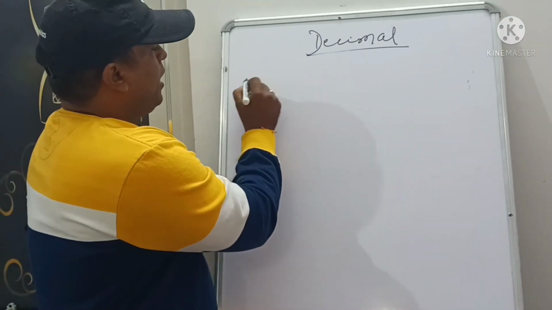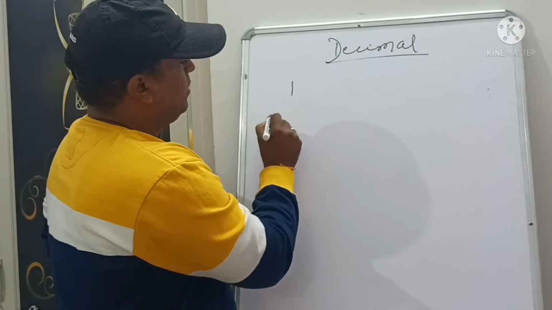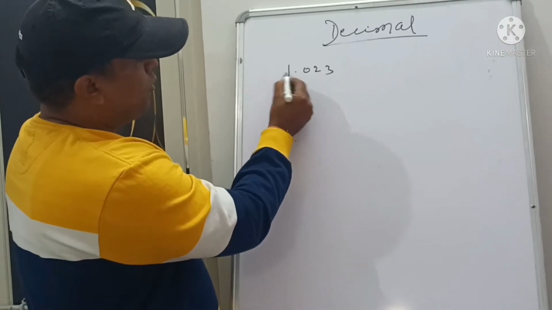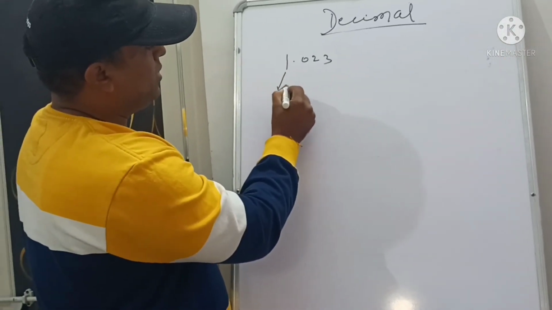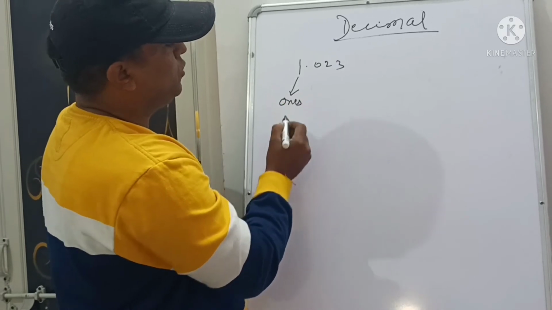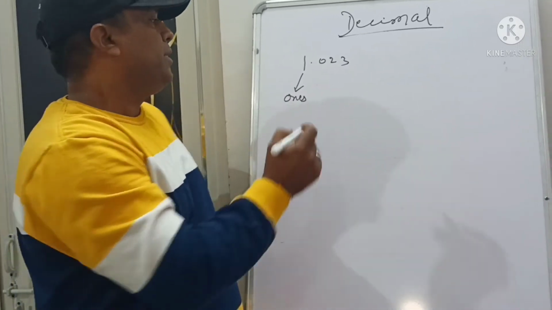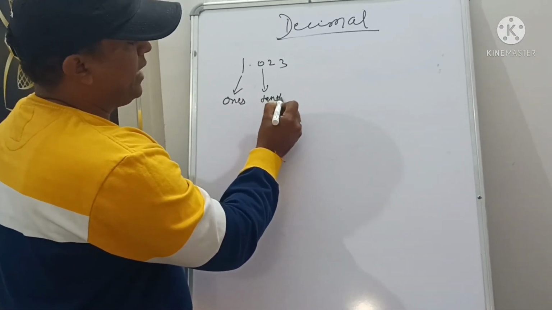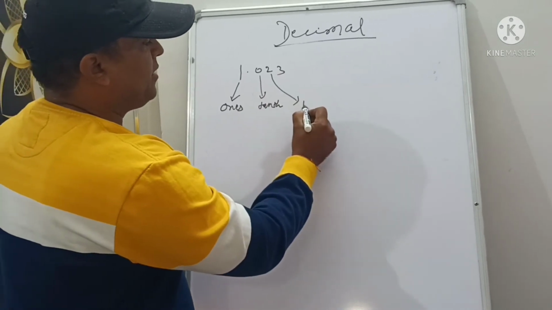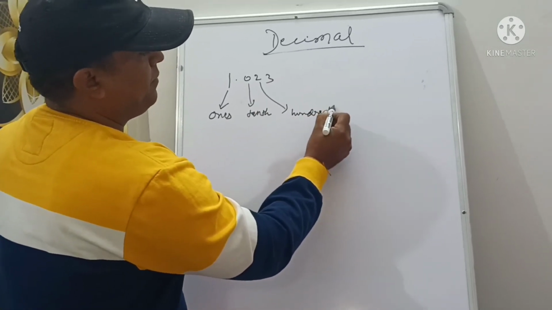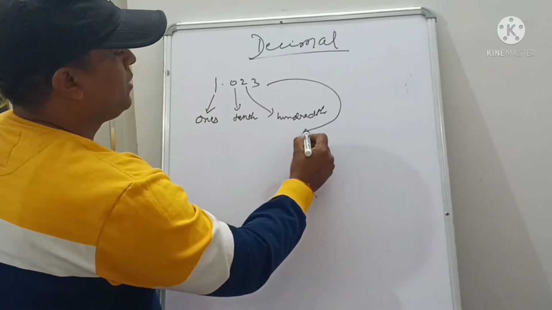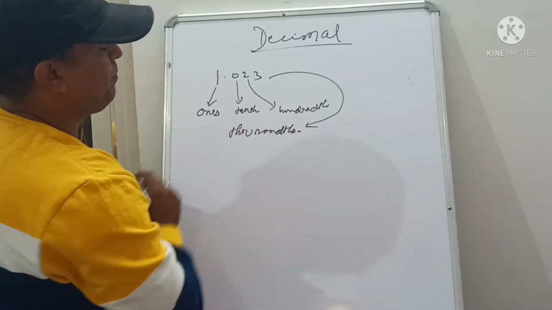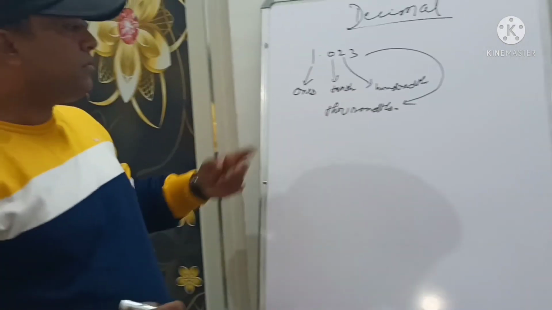So first thing I am going to write here 0.023. This is beta, before the decimal it is your ones. It is called ones. You know that ones, tens, hundreds, thousands. Then after the decimal you can write beta, this will start from tenth. Tenth. This will start from hundredth. Hundredth. And this will start from thousandth.